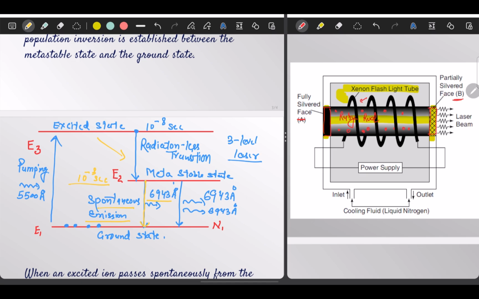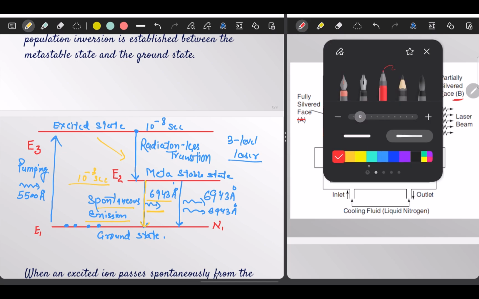So this photon, due to the fully silvered surfaces, will reflect and strike the atoms that are already present in the excited state, because this xenon flash tube light is a continuous source. It is continuously raising the electrons from the ground state to the excited state, followed by the electron going from E1 to E3, E3 to E2, E2 to E1. During this process some other atoms are already excited. So when the photon is released, that is, when spontaneous emission occurs, this photon will strike again.